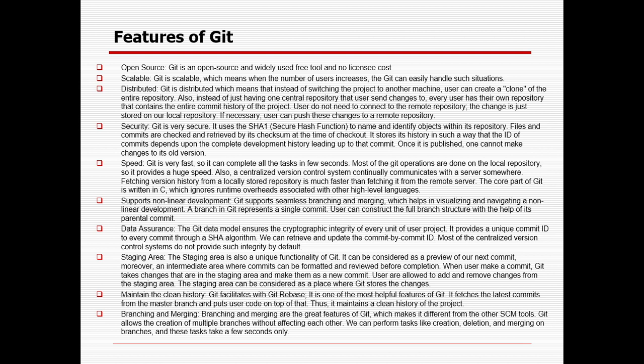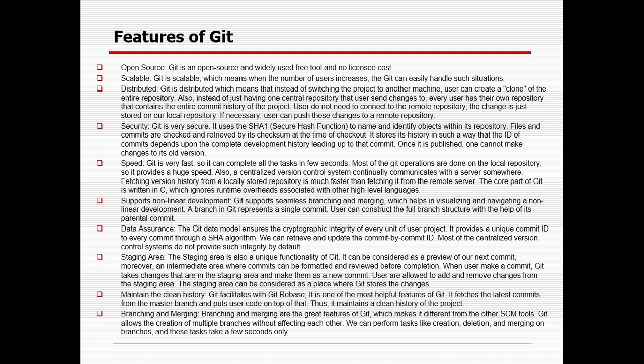Support for non-linear development: Git supports seamless branching and merging. Suppose today there is a default branch called the main branch, or sometimes it can be the master branch. You can create your new branch, and as and when required you can merge that code from the new branch to the main branch, or the master branch, which helps in visualizing and navigating a non-linear development. A branch in a Git repository represents a single commit. The user can construct the full branch structure with the help of its potential parental commits.